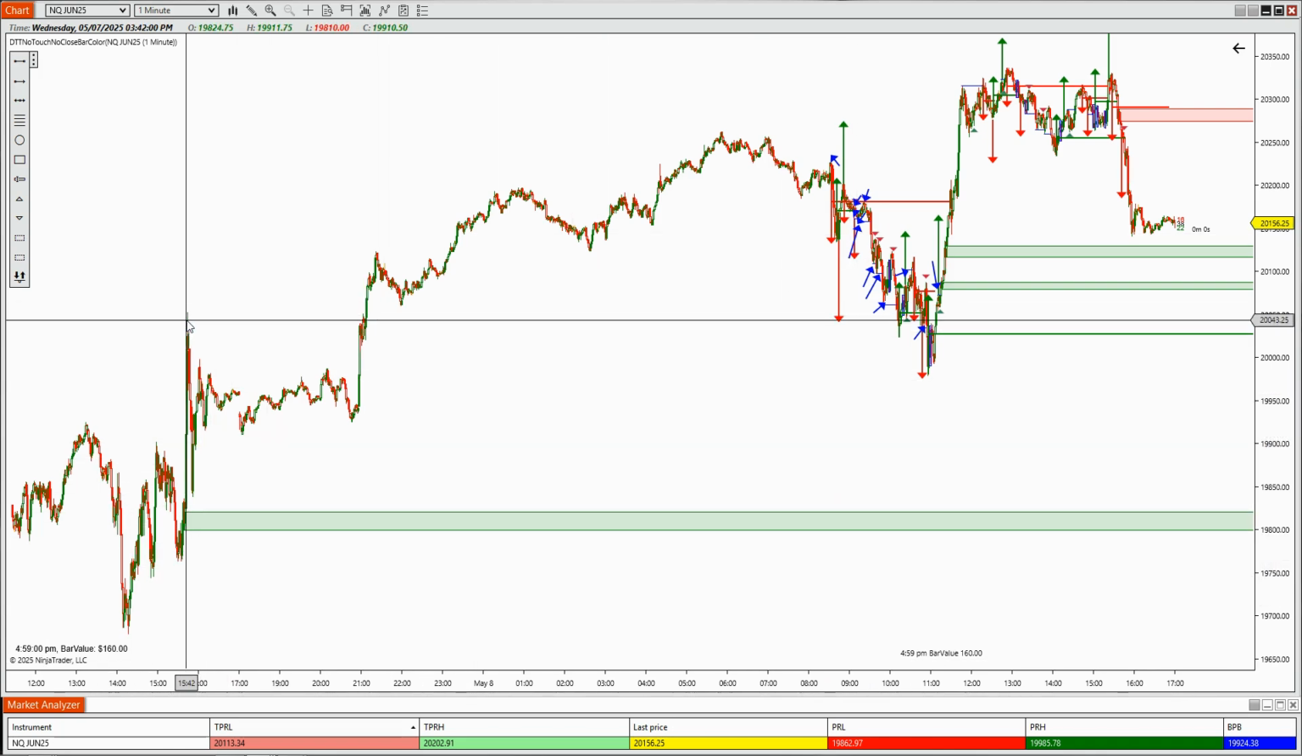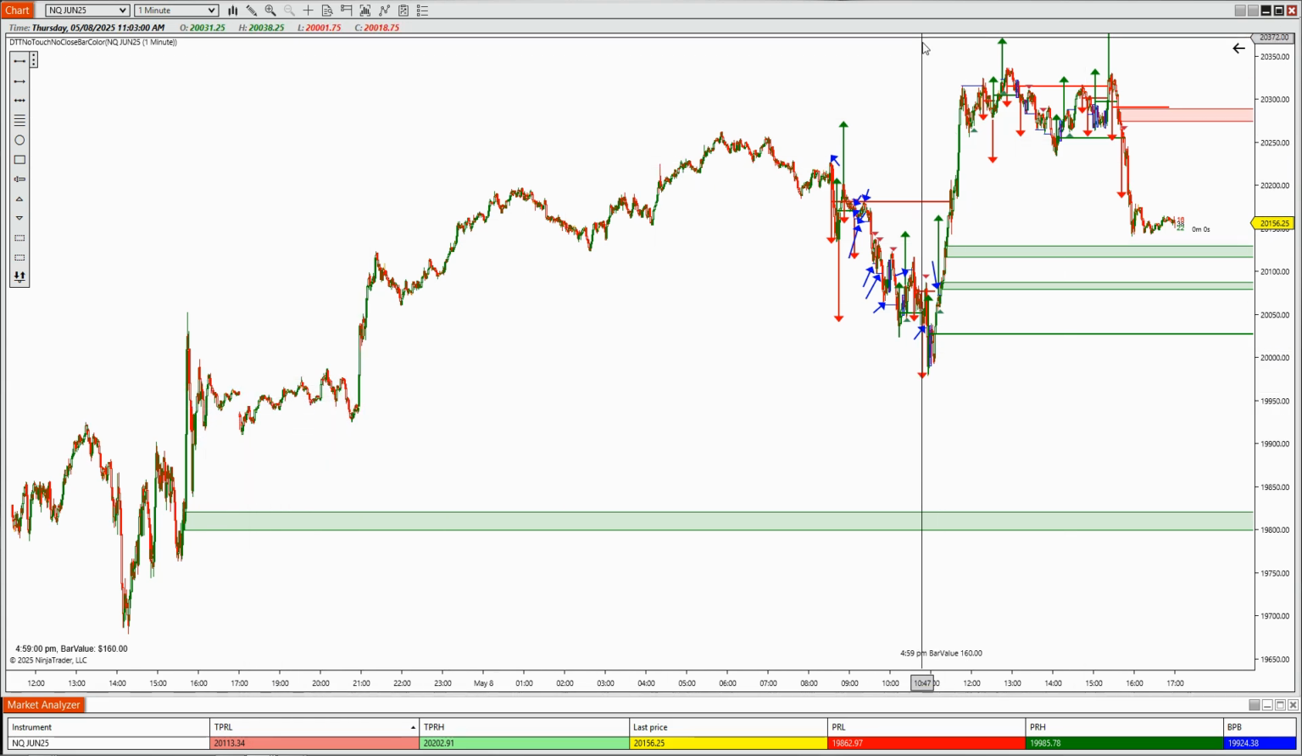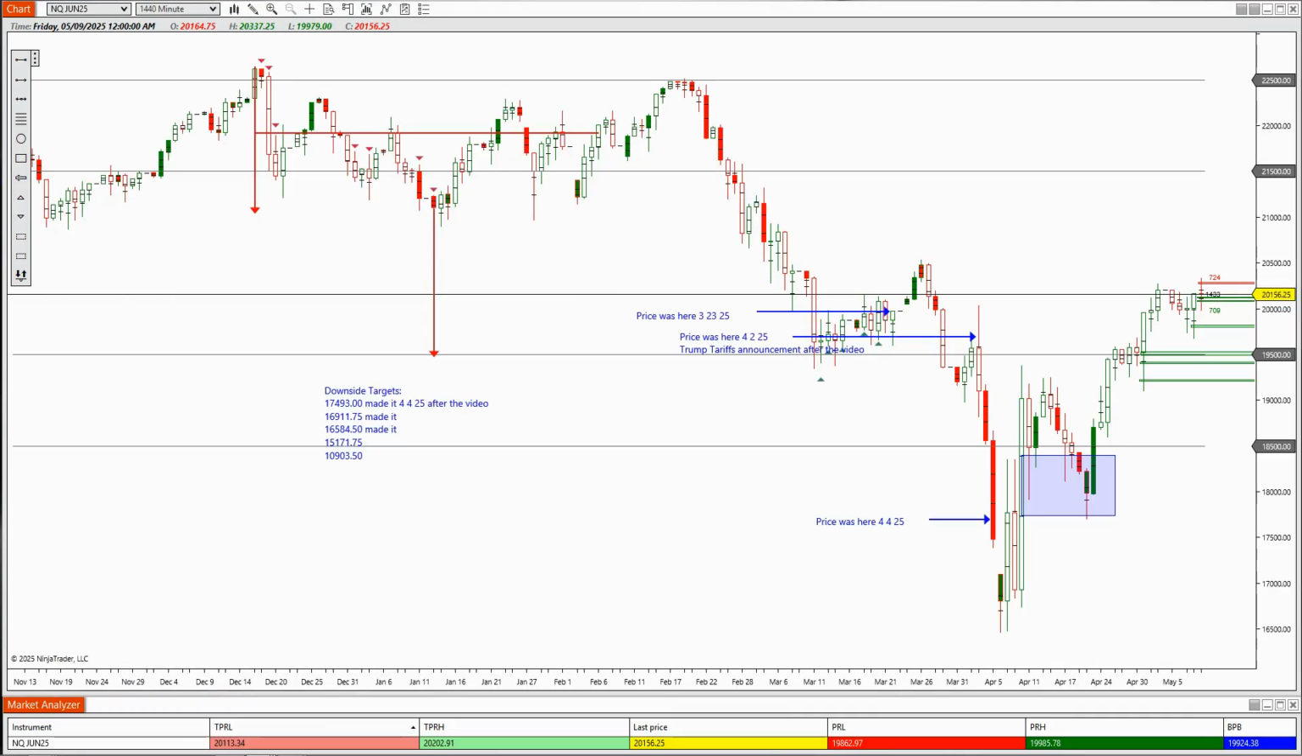Okay, and they kind of just jumped up and they just kind of set sideways there, made a trend or so in there, and then they took off. But that's the daily activity.